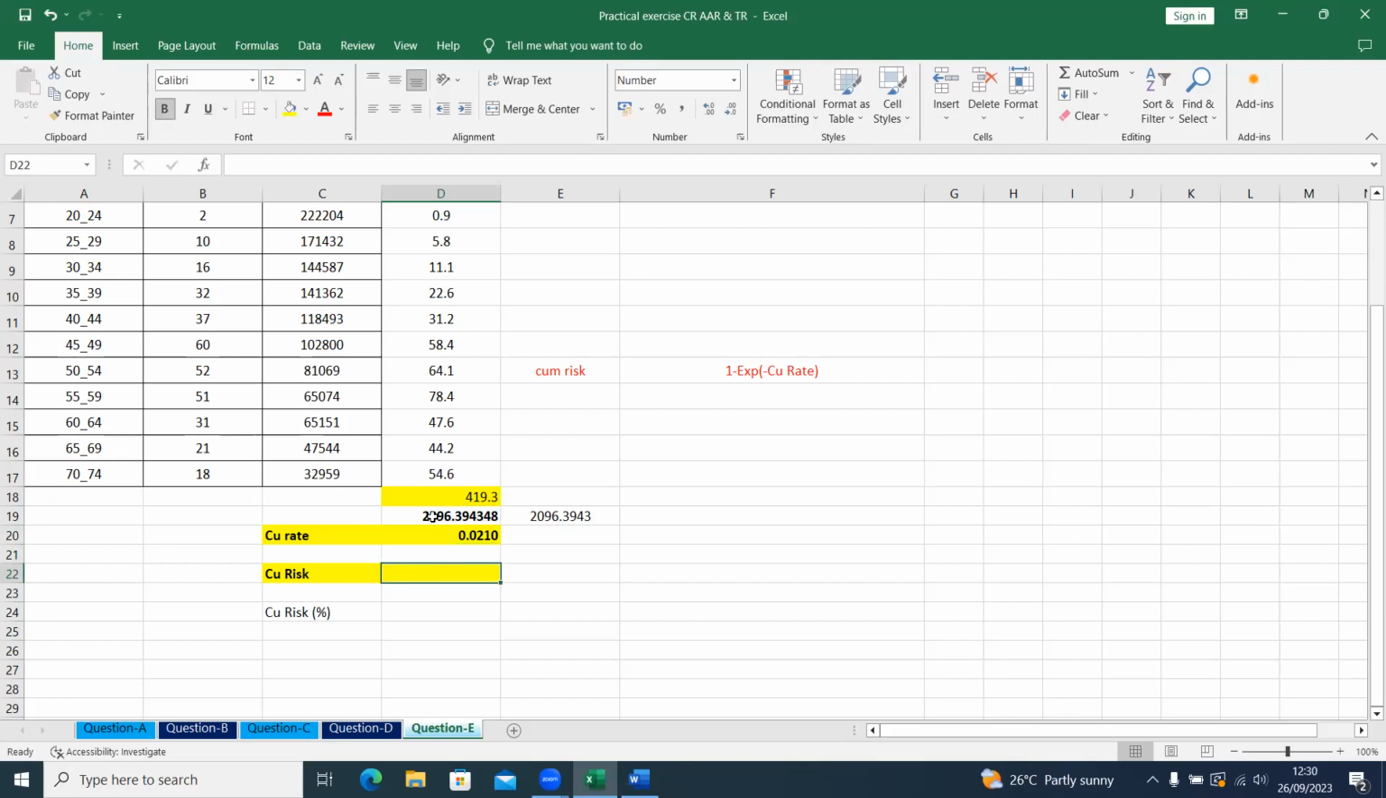Now to calculate the cumulative risk, we will use 1 minus exponential of minus cumulative rate. Here again, you will get a little bit different answer. I have directly used the values from Excel. I have not reduced the points. So I hope this is clear for all. Is there any doubt?